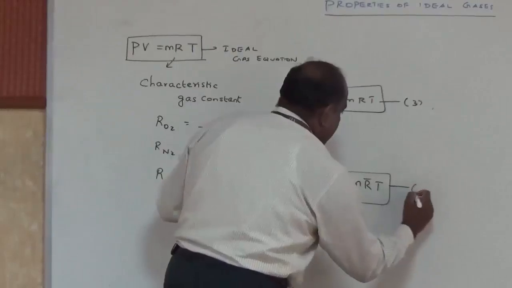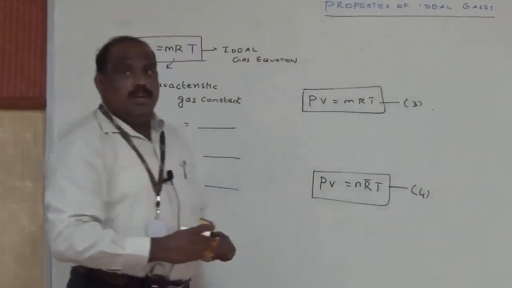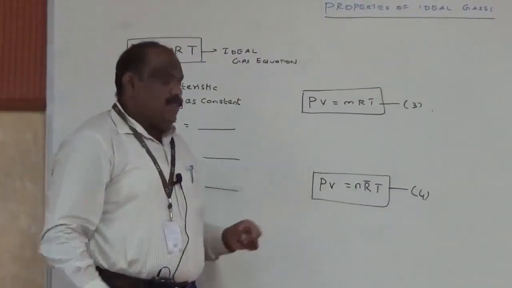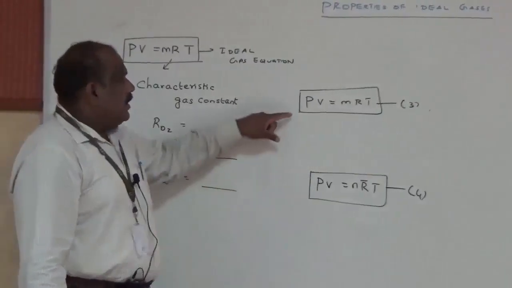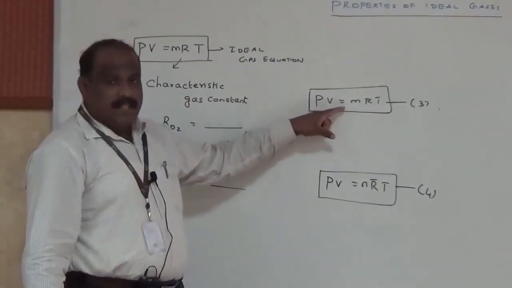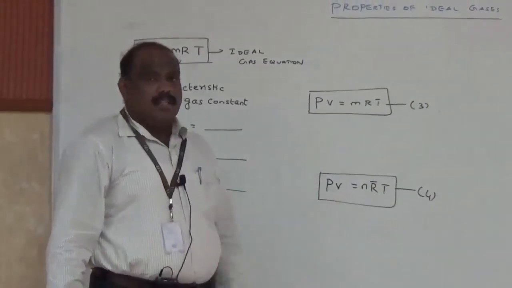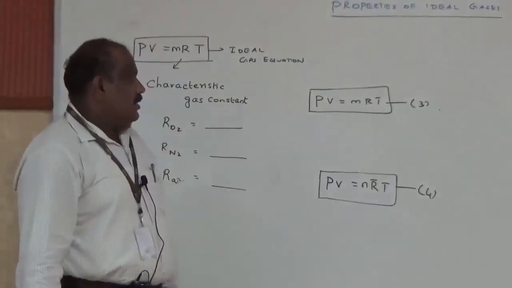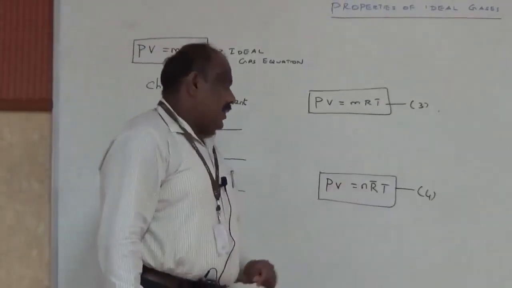So we can compare 3 and 4. Both are nothing but the ideal gas equation. Equation 3 is in the form of mass basis, and equation 4 is in the case of molar basis. Okay, PV equal to N R T.